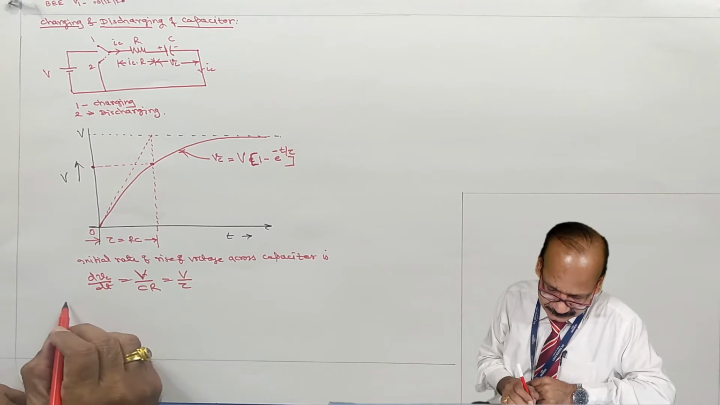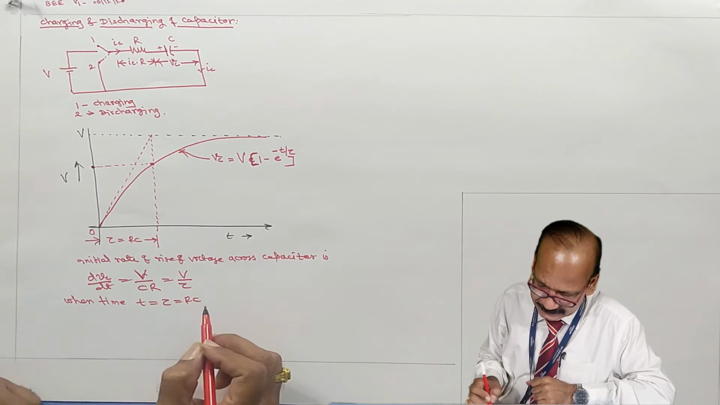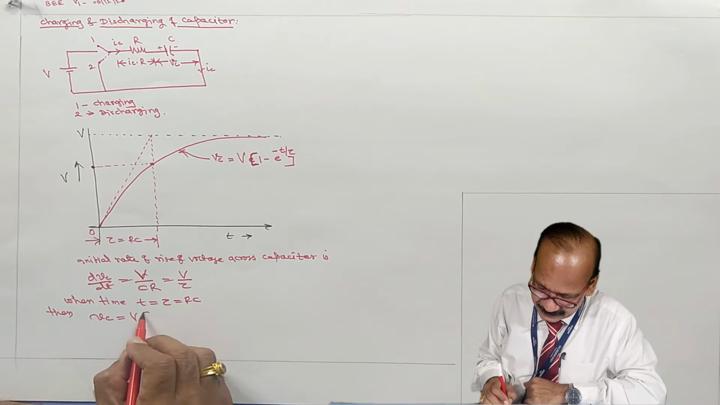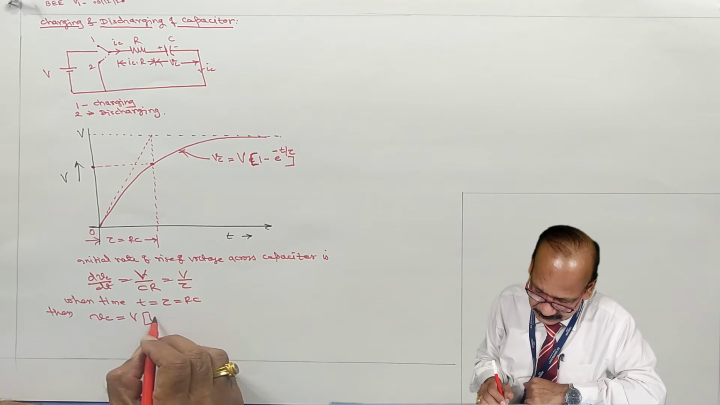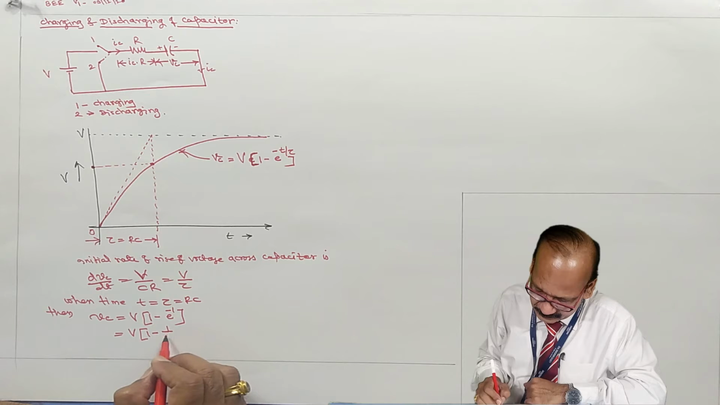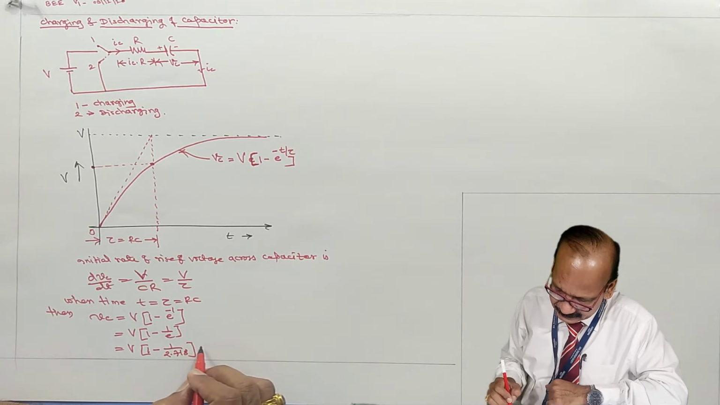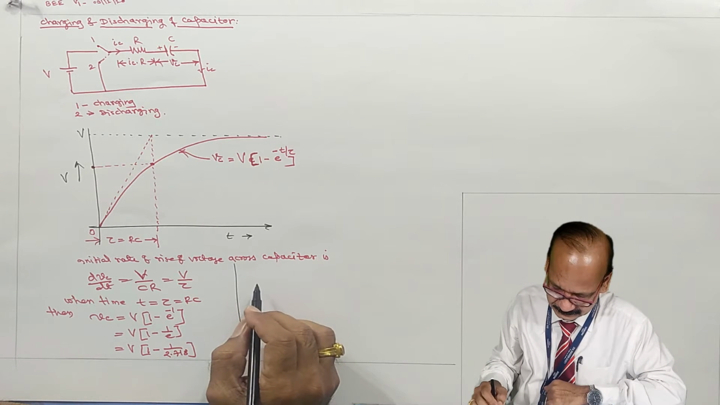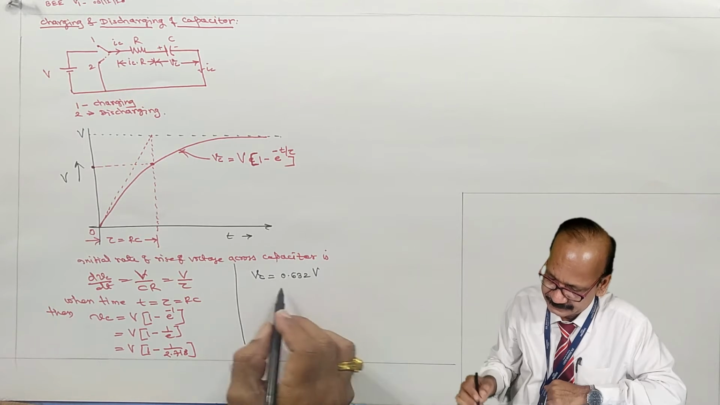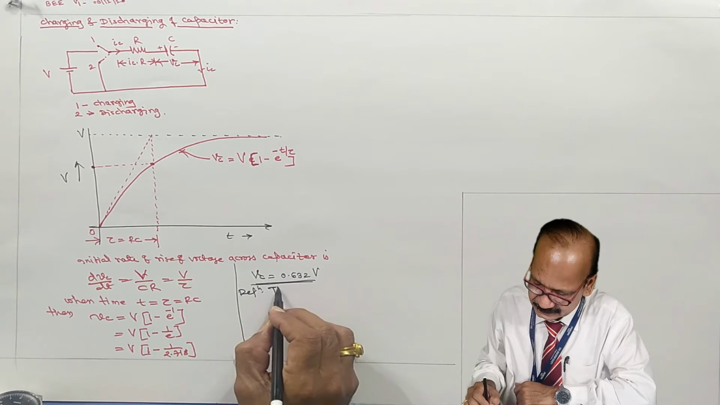Therefore, when time t equal to tau equal to RC, the voltage across the capacitor Vc equal to V into bracket 1 minus e raised to power minus 1. This is nothing but 1 minus 1 upon e, so V into bracket 1 minus 1 upon 2.718, and this gives Vc equal to 0.632 capital V.